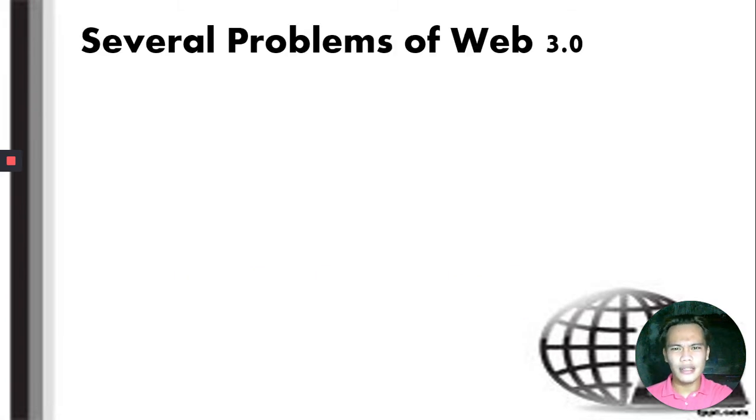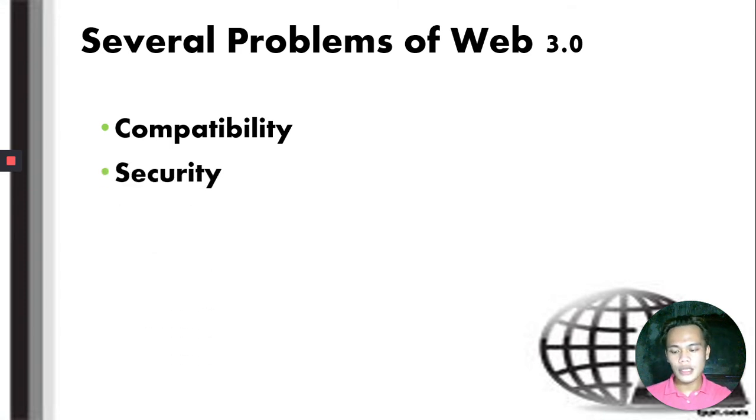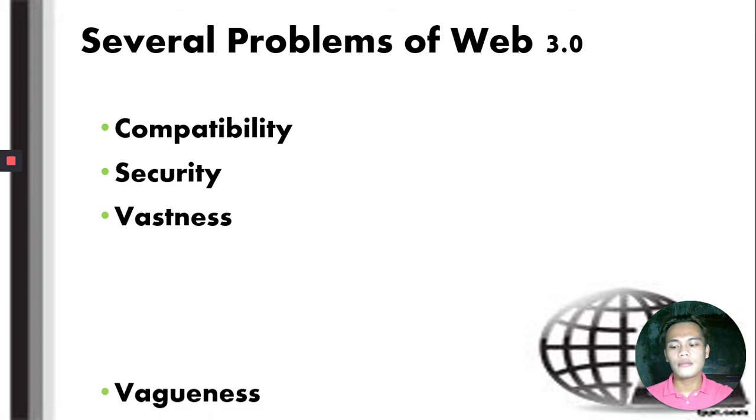So here are the several problems of Web 3.0. Number one is compatibility, where HTML files and current web browsers could not be supported by Web 3.0. Security. The user's security is always in question since the machine is saving his or her preferences and information. Next one is vastness. The World Wide Web already has billions of web pages.